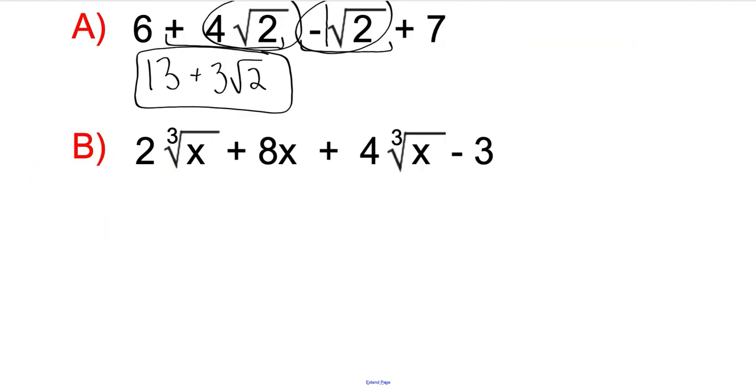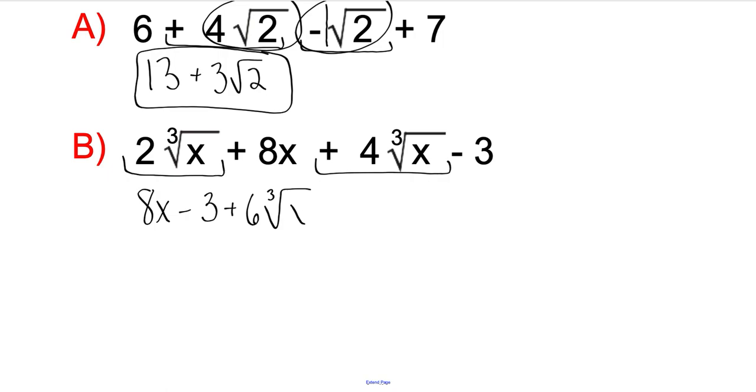So this one should be similar. Let's take care of the easier parts first. We have an 8x that's all by itself. We can't put this with these because those have radicals. So 8x is the first thing. And then minus 3, that's the easy part. We couldn't put anything with the 3 because there is no other constant. Now we're looking at this and this. I highlight the sign with that just so we know if it's adding or subtracting. The radicals match. They're both cube root x. We have a 2 and a 4, so we can add the 2 and the 4 because the radicals match. So this would be plus 6 cube root of x.